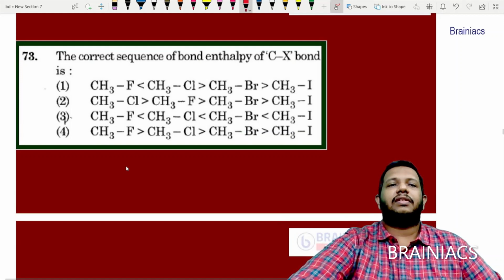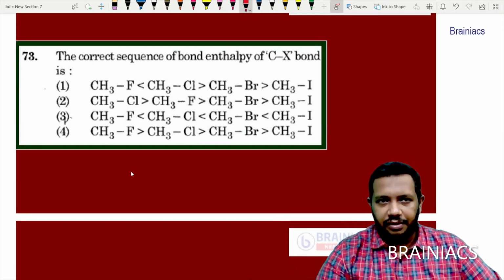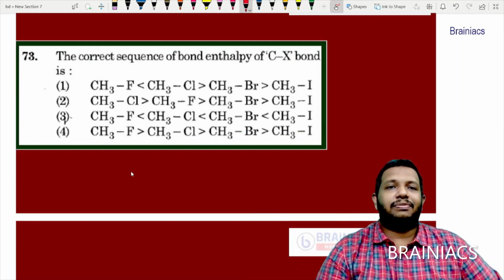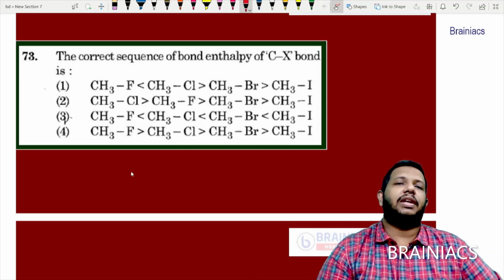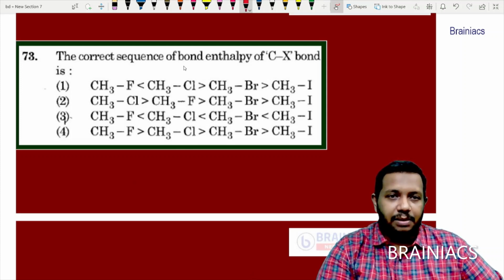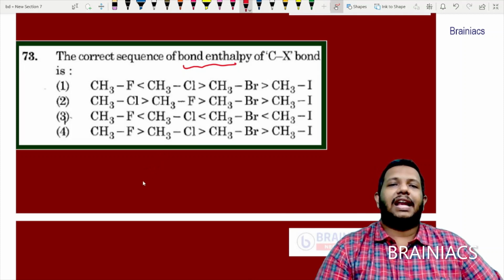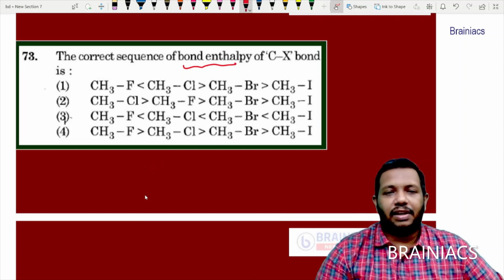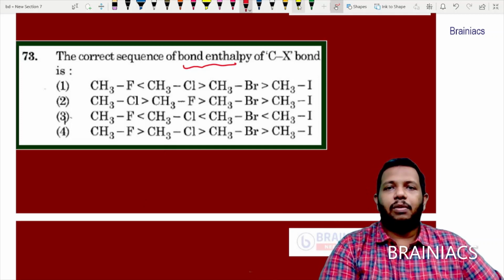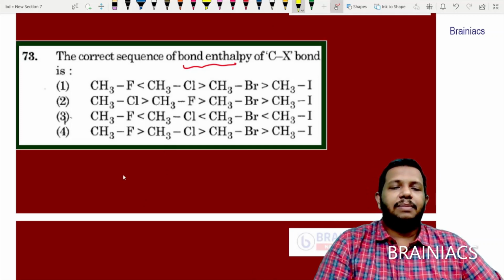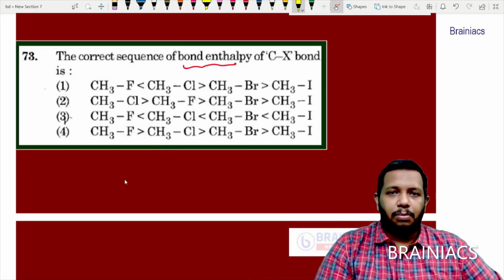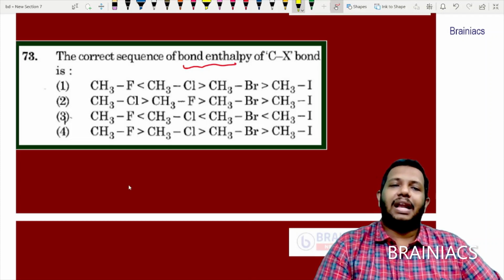Very good question. This is from the chapter haloalkanes and haloarenes. The correct sequence of bond enthalpy of C-X bond is. Please remember, here they are asking bond enthalpy. It is not dipole moment. Bond enthalpy means the energy which is required to break the bond. And we know that when the bond length is very less, then the bond enthalpy will be very high.